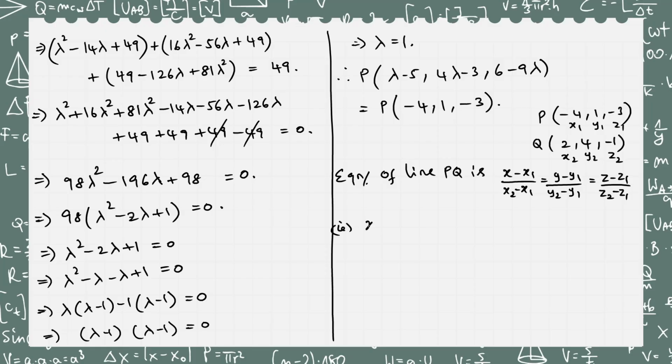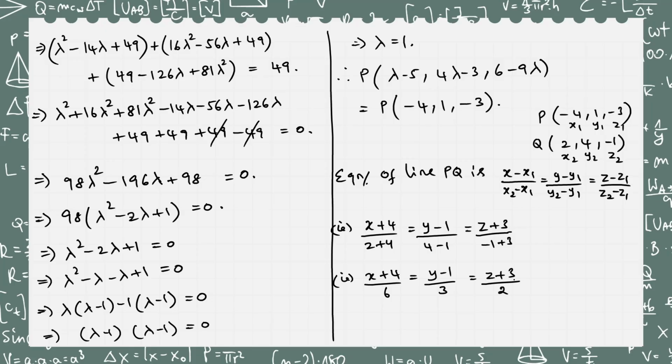x minus of minus 4 is x plus 4 by 2 plus 4, equal to y minus 1 by 4 minus 1, equal to z minus of minus 3 is z plus 3 by minus 1 minus of minus 3 is plus 3. That is x plus 4 by 6 equal to y minus 1 by 3 equal to z plus 3 by 2. So 6, 3 and 2 don't have any common factor, so we can leave it this way. This is the required equation of line PQ.